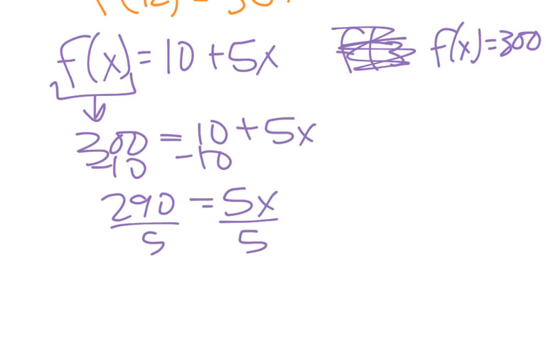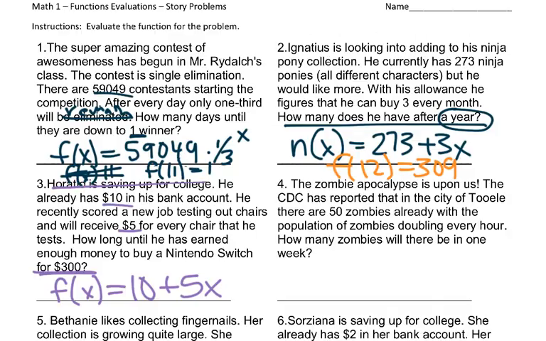And I solve by subtracting my 10 from both sides first, because he already had that $10, and then we divide by 5, because that represents each chair, and so he would have to test out 58 chairs, wouldn't he? So f of 58 would equal 300. So it would depend on how long it takes him to do that many chairs, and that would determine our answer.